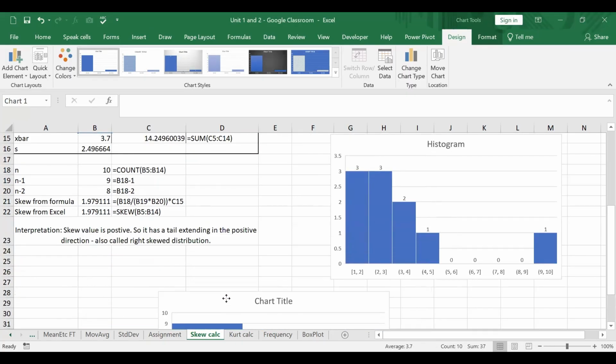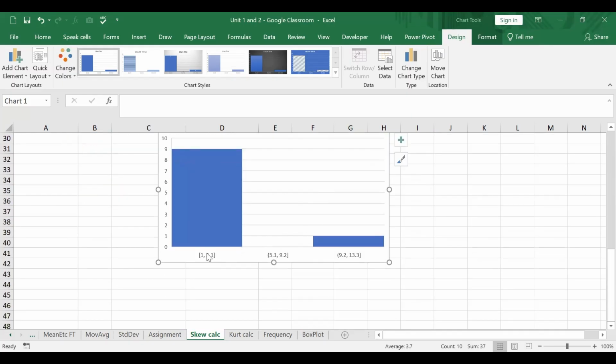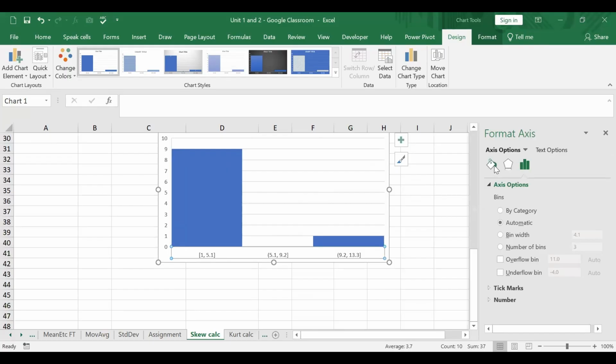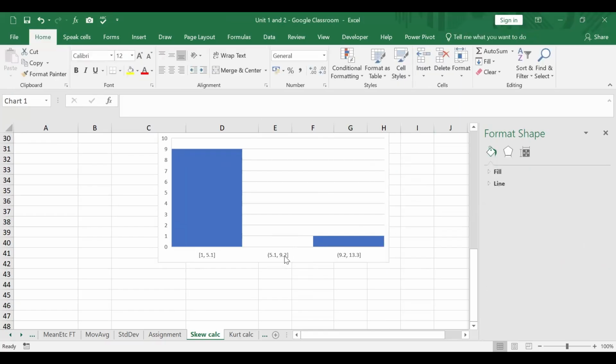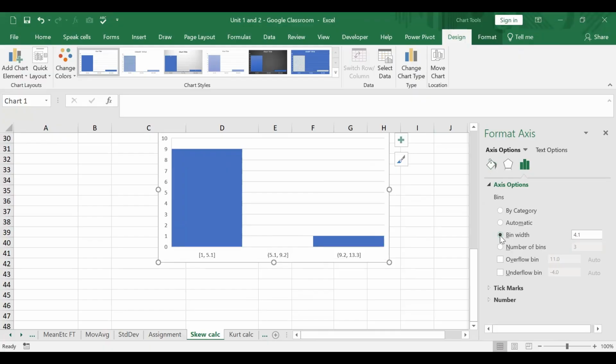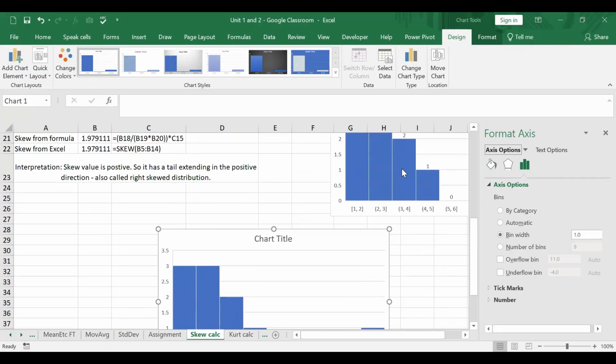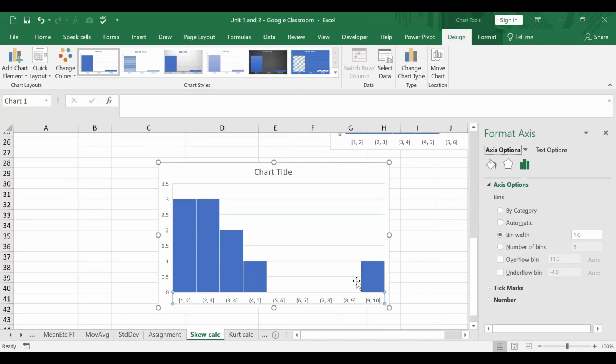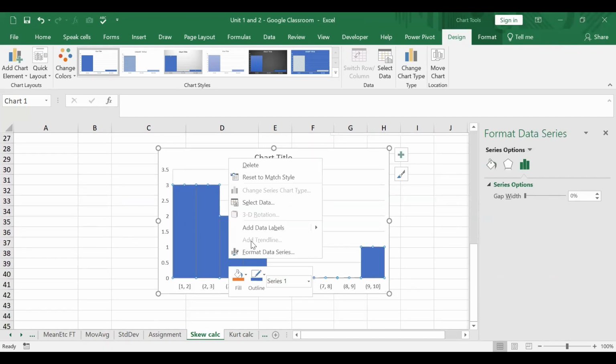Now there is something known as bin width. So I want it to be changed. Double click on this one, you'll get this, and then this range. Double click on this. Then you get bin width. Let us make the bin width equal to 1. Then you get exactly like this one. And then I can say add data labels.